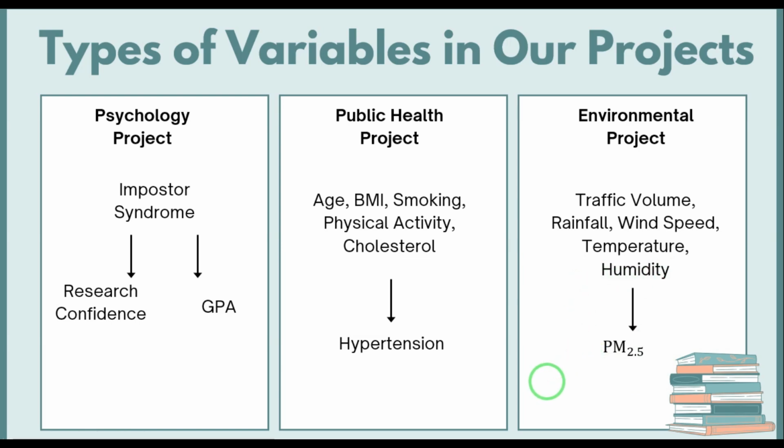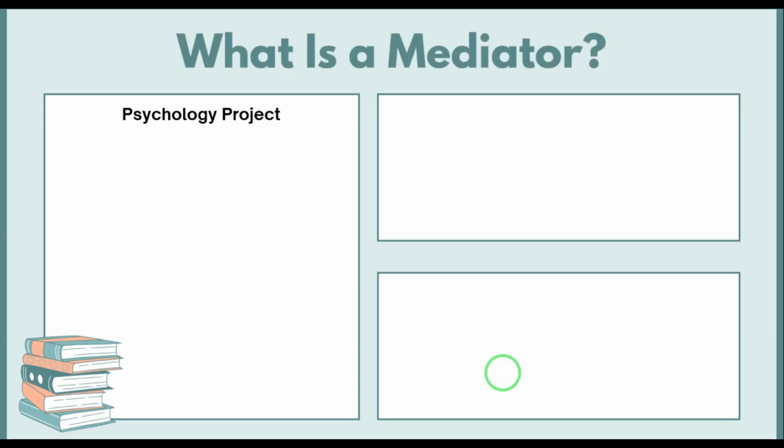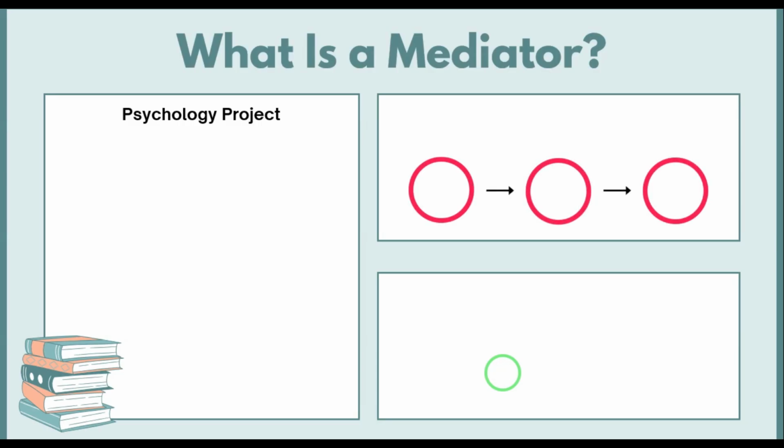Now I want to mention those types of variables that I said we are going to deal with in the psychology project. Sometimes a relationship is not that quite simple. Researchers are often interested not only in whether a relationship exists but also how it occurs. This is where mediators become useful. A mediator variable explains the pathway between two variables. I always say think of it as the middle step in a chain, okay?